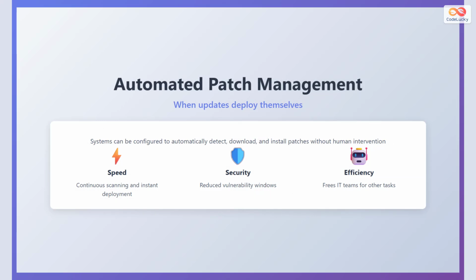Automated patch management represents a major evolution in how systems stay current. Instead of manually managing each patch, automated systems can detect, download, and install patches without human intervention. This offers three major benefits. Speed. Automated systems provide continuous scanning and instant deployment whenever patches become available. Security. Since patches are deployed immediately, the window where systems are vulnerable to attacks shrinks dramatically. Efficiency. Automating this process frees your IT teams to focus on more strategic and important tasks. Most modern enterprises now rely on automation to maintain security at scale.